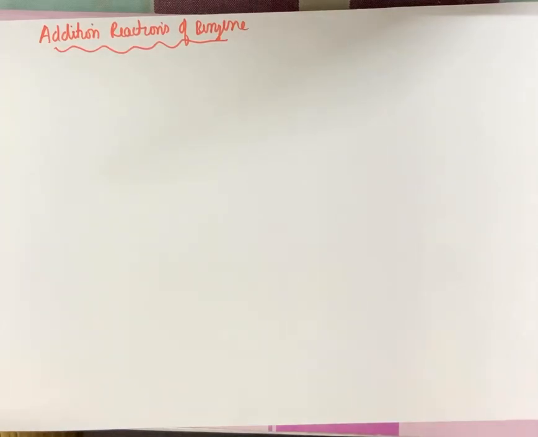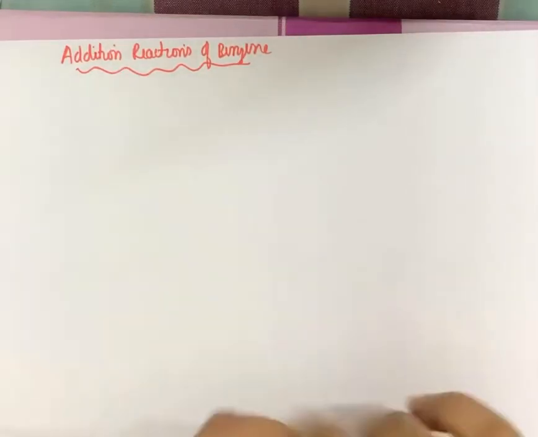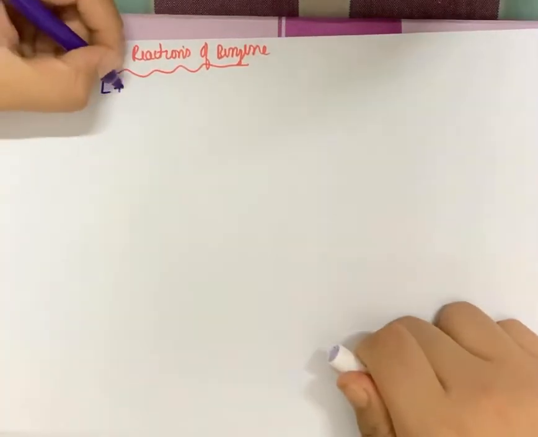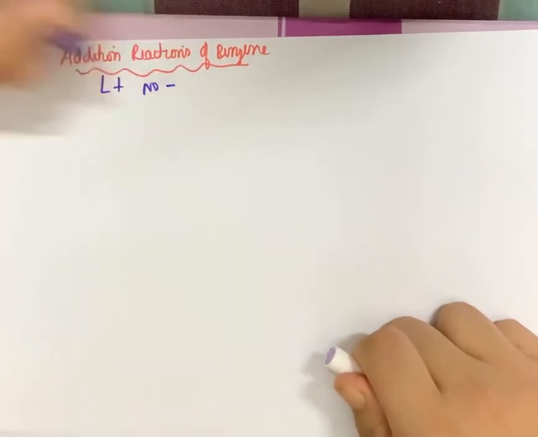Good evening. So in today's class we'll be talking about the addition reactions of benzene given in class 11 chapter Hydrocarbons. So let us begin. Now before we move on to the reactions in details, let us first understand what are addition reactions. These are those reactions in which we add something and there is no removal of anything.